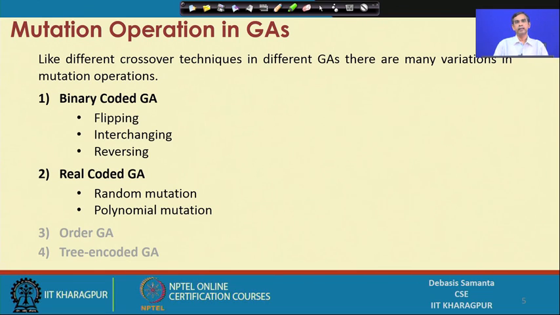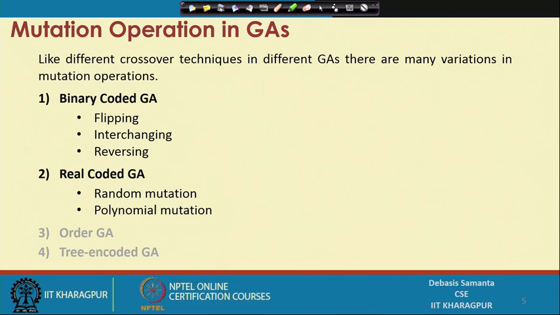There are different operations related to the different GAs, and in this lecture we will learn two different GA types, mainly the binary coded and real coded GA. The mutation operations in the other two GAs, like ordered GA and tree GA, are left as self study, as it will not be possible to cover them because of the timing constraint. We will discuss two GAs that are more important, since people usually follow binary coded GA or real coded GA.